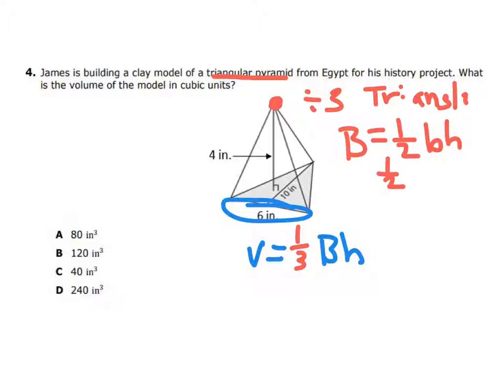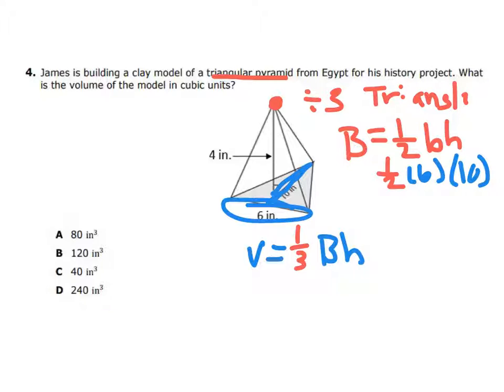The base of the triangle is 6. Now the height of the triangle, when we're looking for just the height of the triangle, I'm looking from the base alone. So I'm still looking at just the base, not the height of the pyramid, but the height of the triangle. And the height of the triangle here is 10.